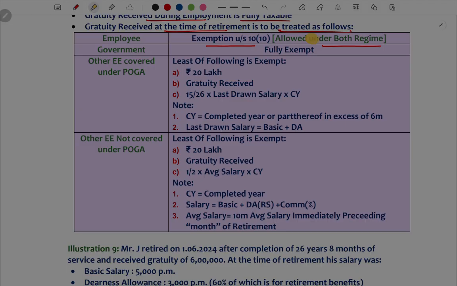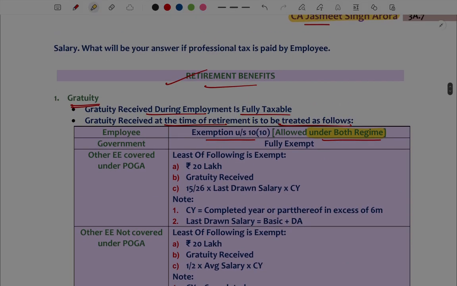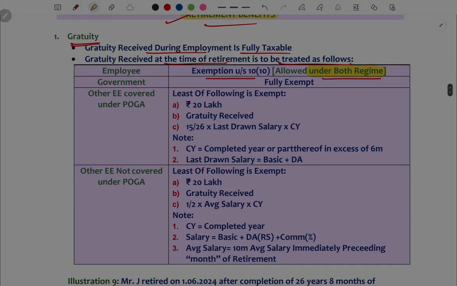Retirement benefit is a type of perquisite, and it's a benefit actually, to be honest. And now you will see, not perquisite, it is a retirement benefit. Retirement benefits are different from perquisites. Sorry, my mistake. Now retirement benefit is allowed under both the regimes.